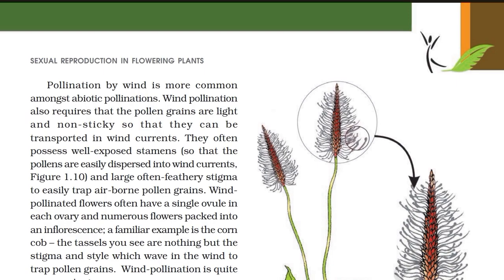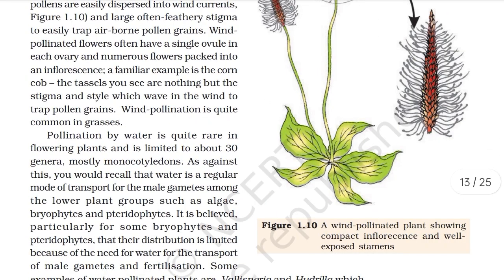Wind-pollinated flowers often have a single ovule in each ovary and numerous flowers packed into an inflorescence. A familiar example is the corn cob. The tassels you see are nothing but the stigma and style, which wave in the wind to trap pollen grains. Wind pollination is quite common in grasses.